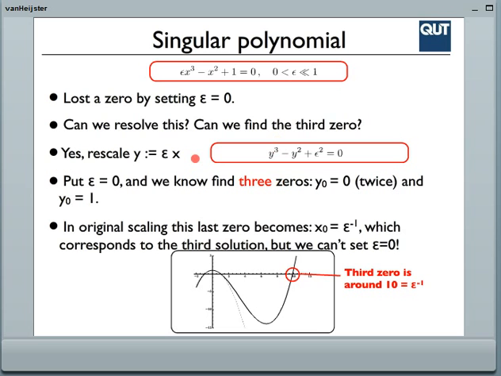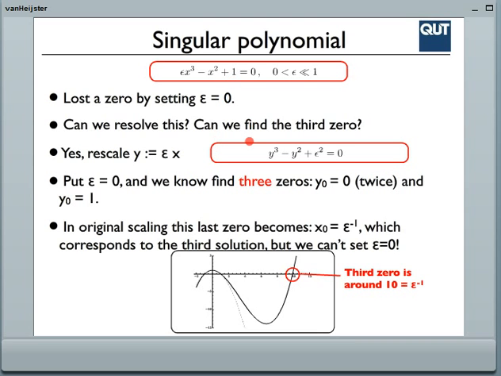Well, let's rescale our space. Let's say y is a new variable which is epsilon times x. You plug this into this cubic equation, which you actually find is epsilon cubed times y cubed plus epsilon squared times y squared plus epsilon. These two equations are, of course, completely equivalent.